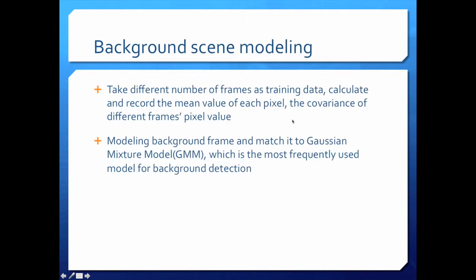So what about the background scene modeling? First, we take different numbers of frames as training data, calculate it, and record the mean value of each pixel and the covariance of different frames' pixel values, model the background frame and match it to a Gaussian mixture model, which is the most frequently used model for background detection.